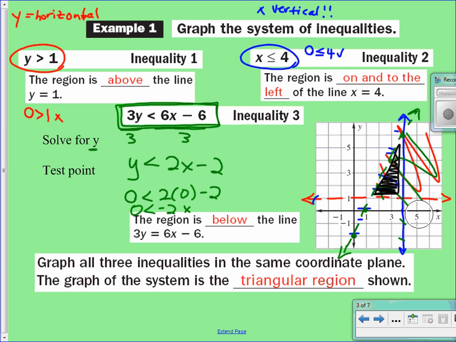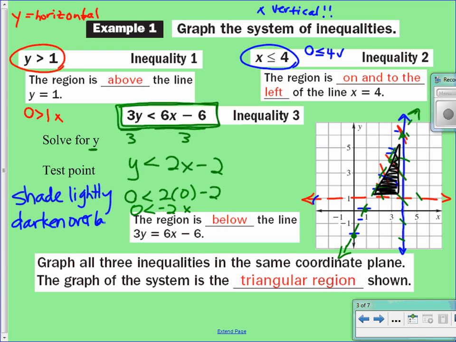So I'm going through and erasing this. Now, of course, me with my markers, I can't really do this. But what I would recommend is shading each one lightly. Shade each one very lightly, and then darken the overlap. You can do that, or highlight or color the overlap.